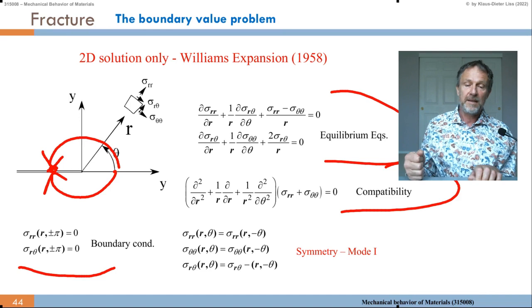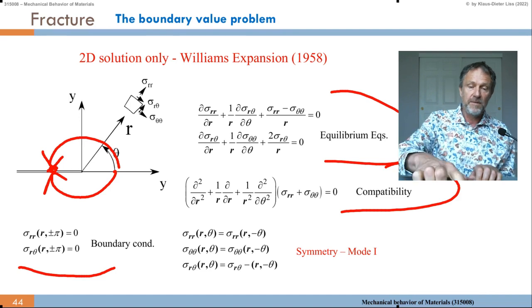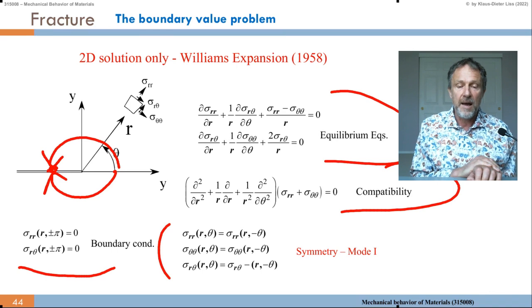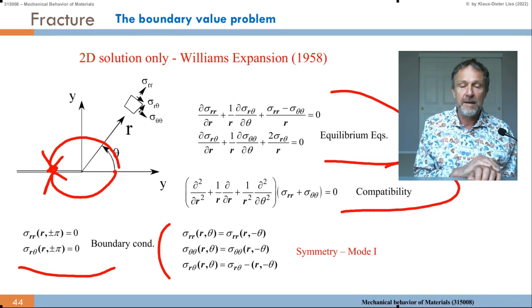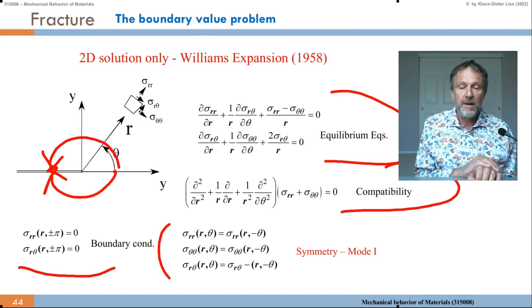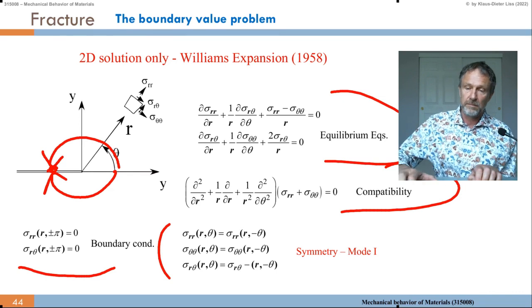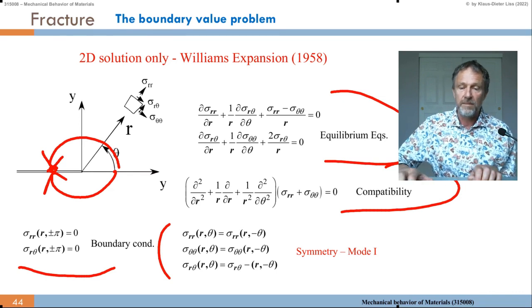Then these equations can be reduced and solved, and we get sigma r of r and theta equals sigma r of r and minus theta, and accordingly for the theta components and for the r theta components, because we apply the symmetry here in mode 1. Symmetry always simplifies problems.